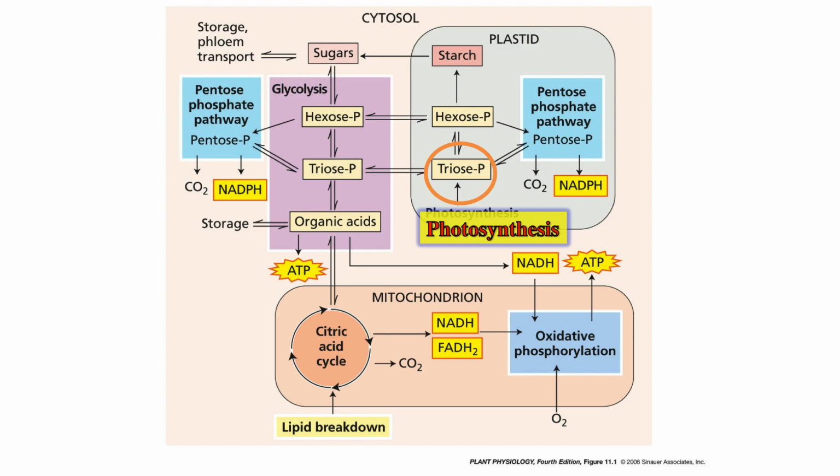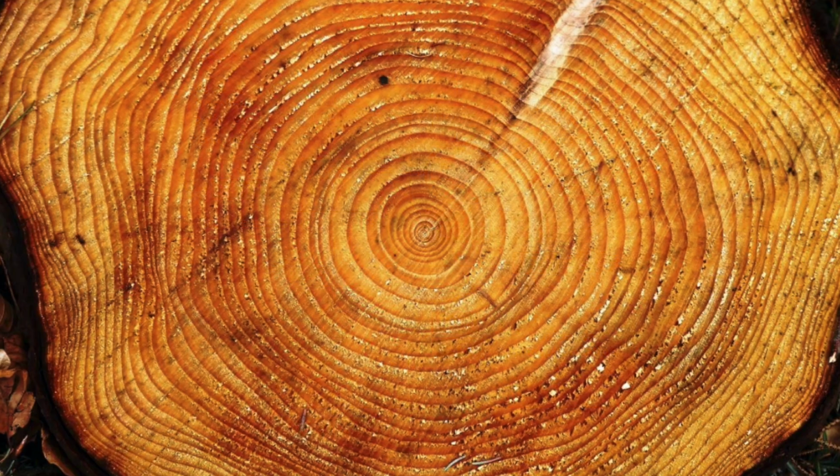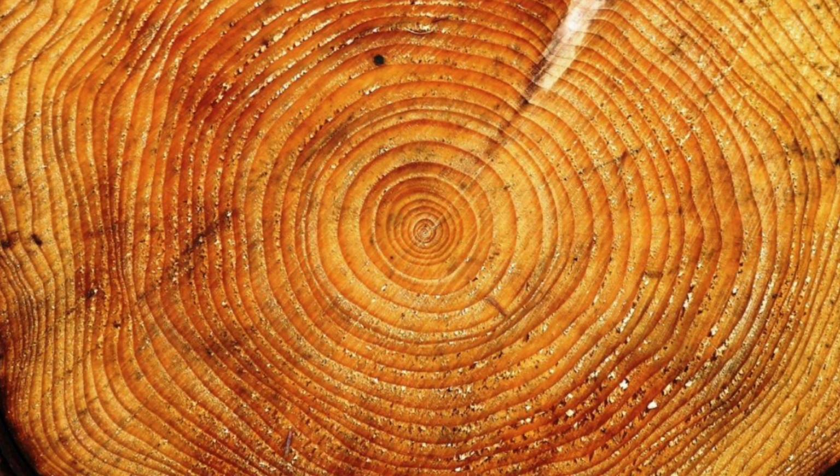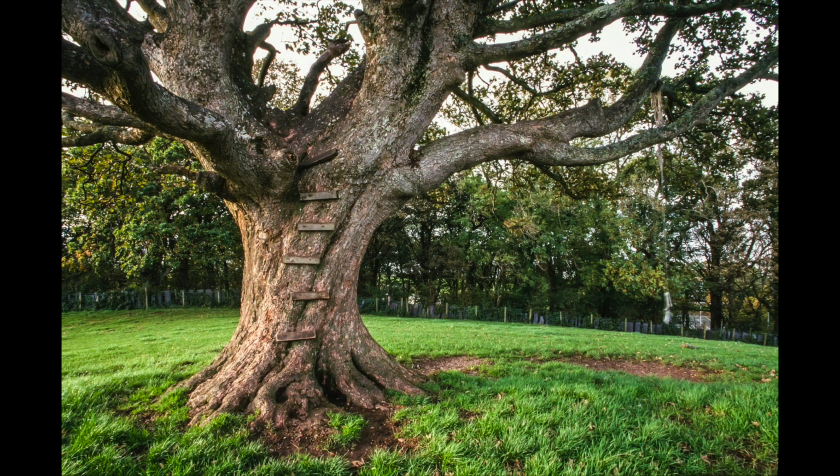Carbon is also crucial for building complex carbohydrates like cellulose, which make up plant cell walls. Cell walls provide structure and support. So in a way, carbon storage also directly contributes to the physical growth and stability of plants.